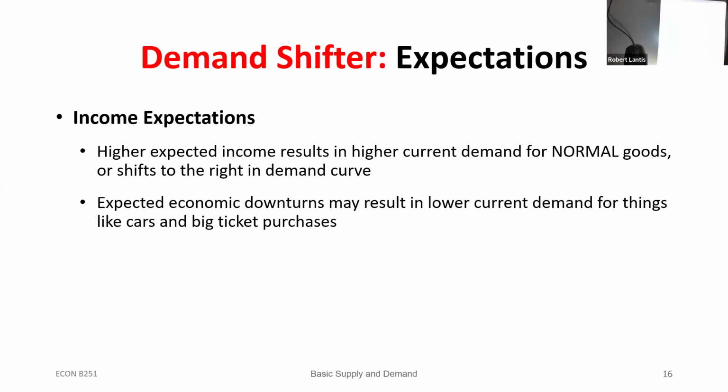So for normal goods, when I have higher expected income, I'm going to see an increase or rightward shift in demand. Same kind of thing if I just actually had the increase in income. So that doesn't work any differently. Expectations of income work the exact same way as income effects that we talked about before.